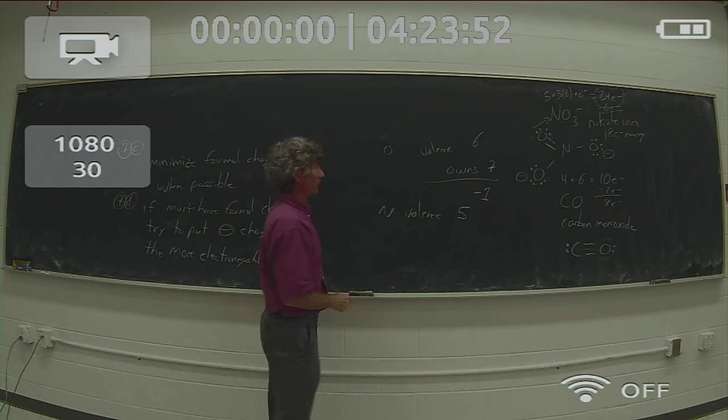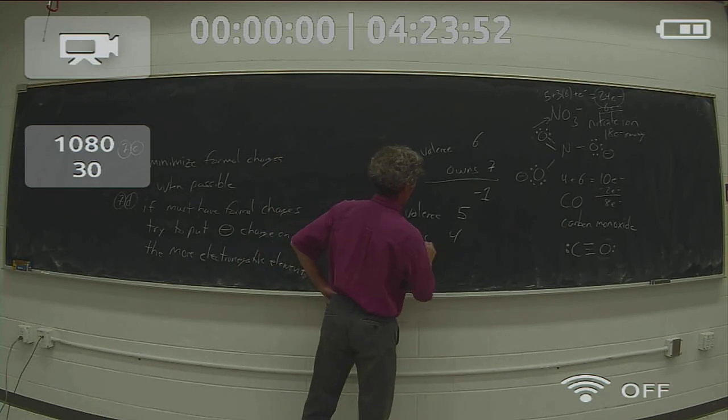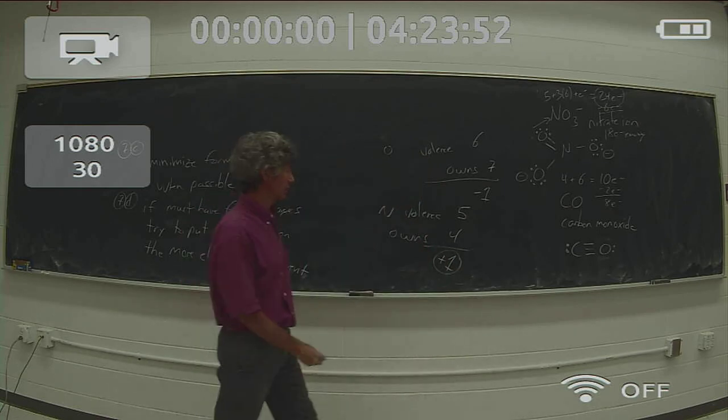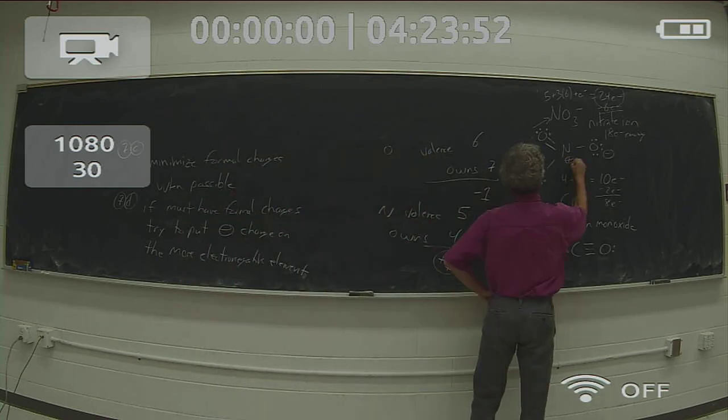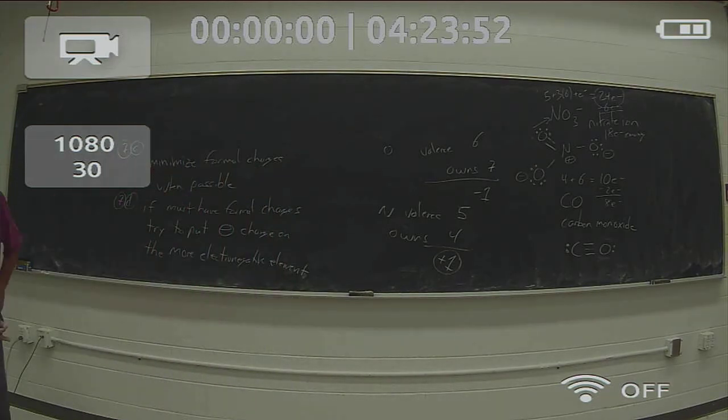But now it only actually owns 4 electrons. 5 minus 4 is 1. That nitrogen has a plus 1 formal charge. Anytime nitrogen has 4 bonds to it, 4 of those bonding electrons when it splits the bond.